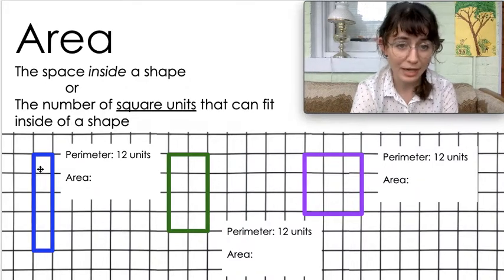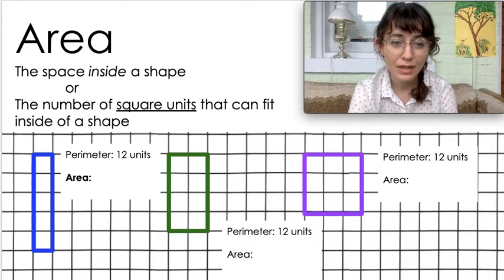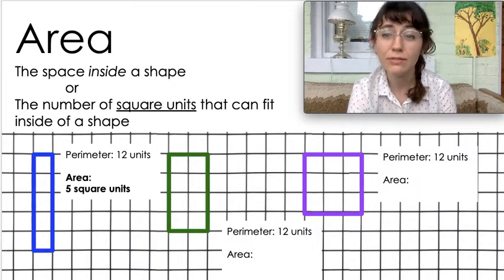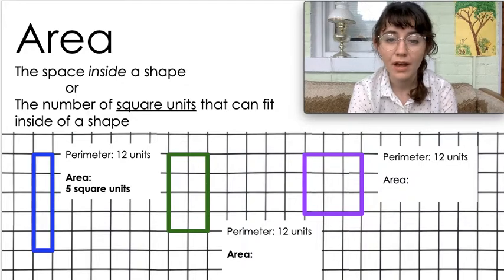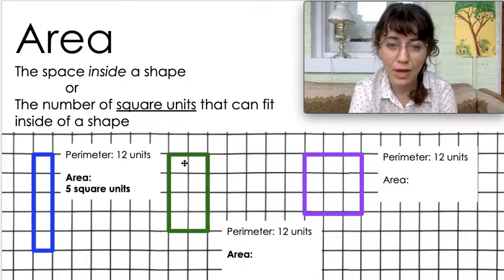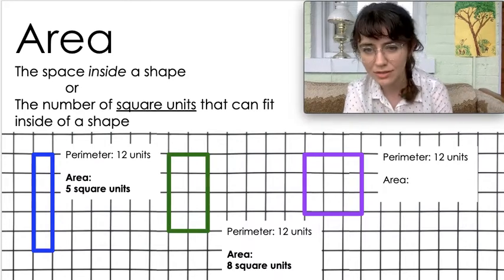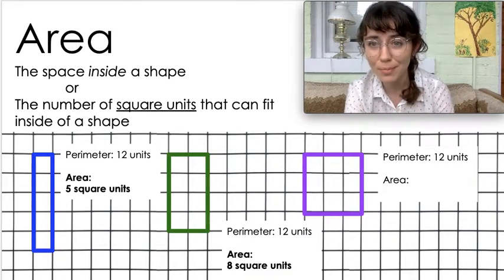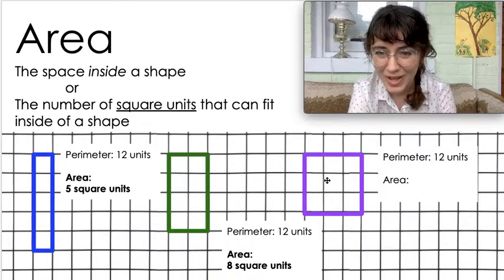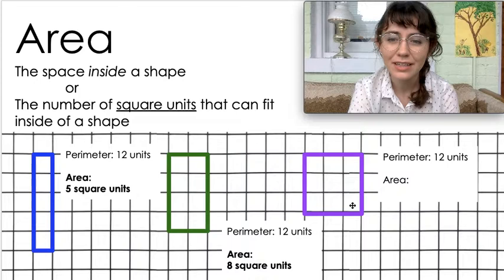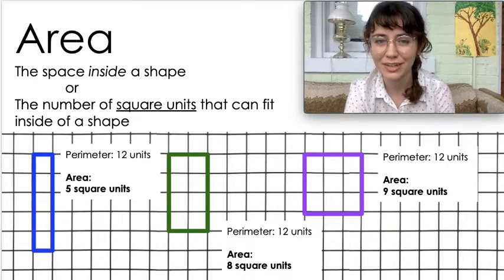So on this first rectangle, the area is the square units. So let's count them. There's 1, 2, 3, 4, 5. So the area is 5 square units. On the green rectangle, we have 1, 2, 3, 4, 5, 6, 7, 8, 8 square units. Now let's count for the purple rectangle. Count it with me. 1, 2, 3, 4, 5, 6, 7, 8, 9. So the area is 9 square units.